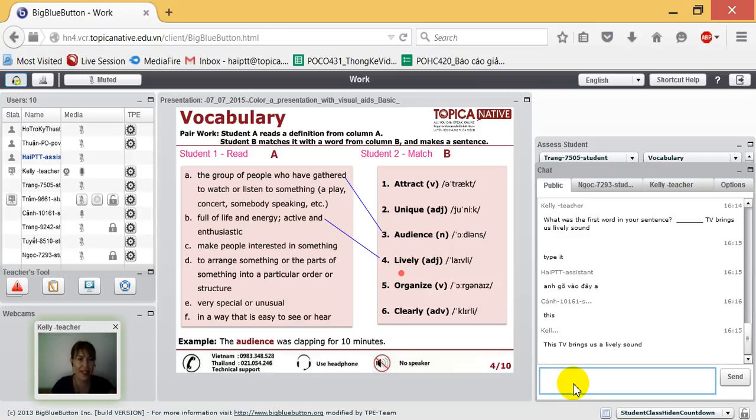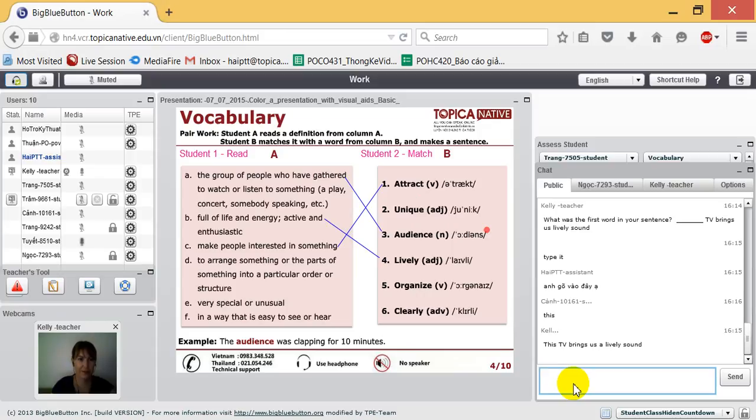Okay, Kang, can you now read definition C? Make people interested in something. All right, thank you. And Tuette, what does that match with? Oh, I think the letter C will be matched with the number 1, attract. Yes, that matches with attract. And could you please create a sentence using the word attract?